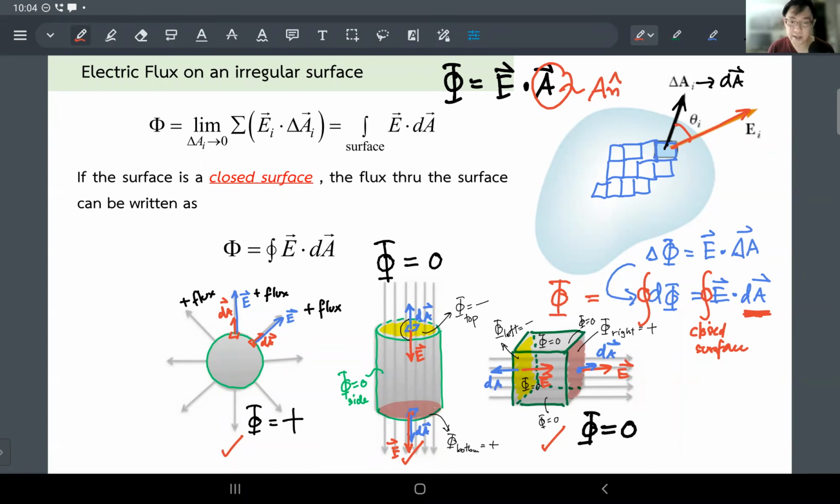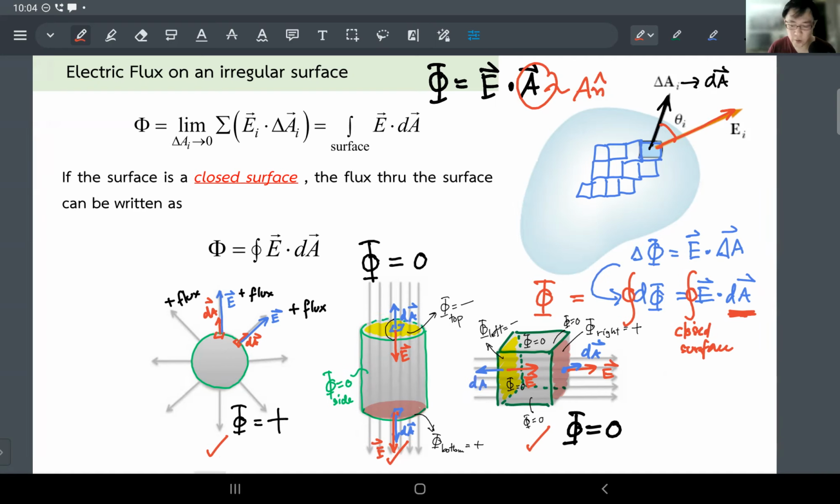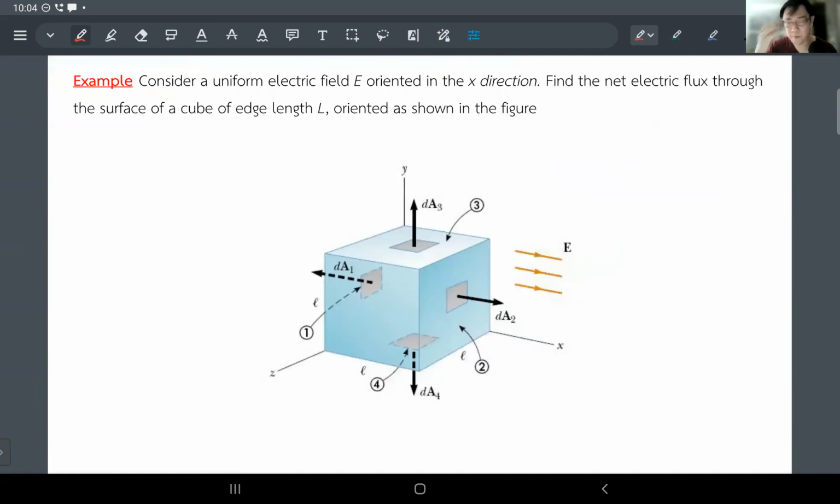So today we're really going to do the calculation. We're going to start off with something very simple. It's just a cube. Hopefully by seeing this example, you will see how eventually we are going to be able to calculate flux on other kinds of surfaces. So consider a uniform electric field E oriented in the X direction. As you can see, the electric field lines point along the positive X direction. Find the net electric flux through the surface of a cube having edge length L, oriented as shown in the figure.